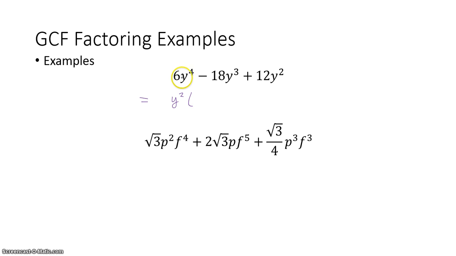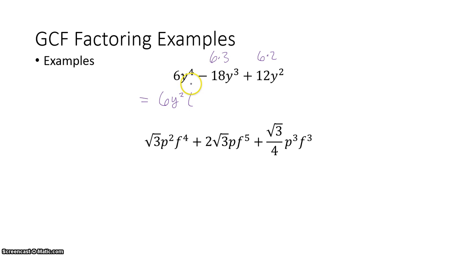This first term has a 6. Now 18, I can write that as 6 times 3. So again, I have a 6 there. I might be looking for 6's here, and sure enough, 12 is 6 times 2. So that is going to be the second part of my GCF, is the 6.